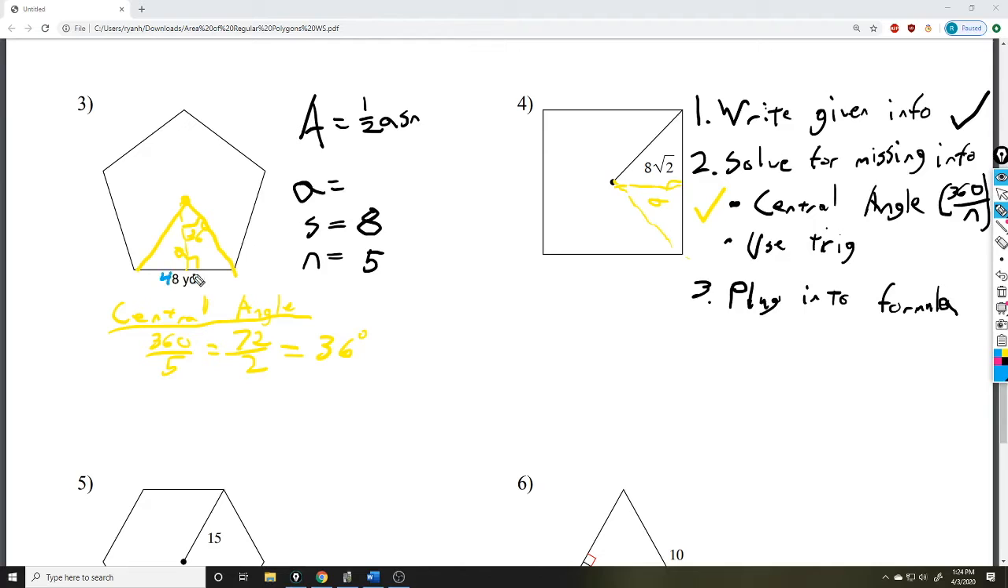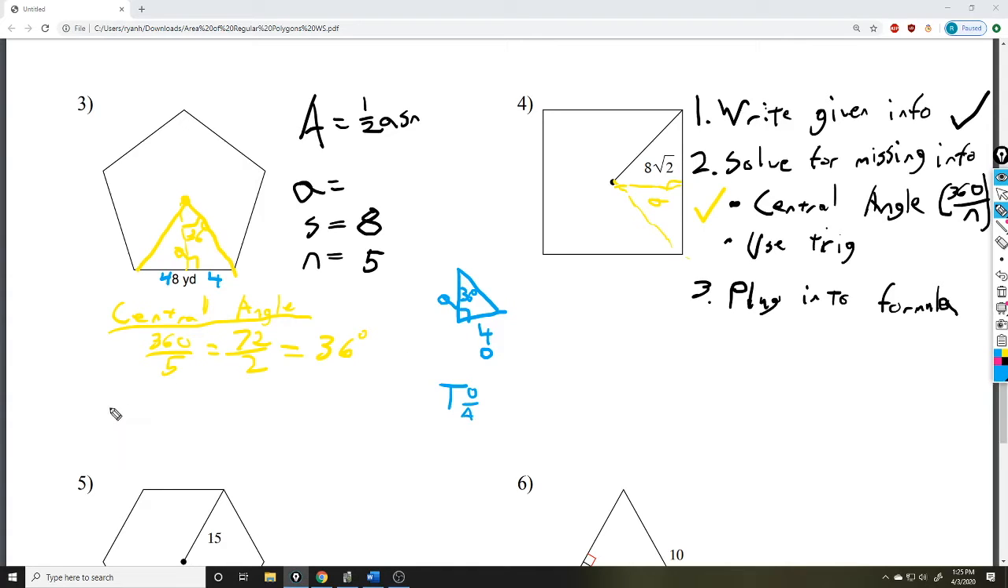And this piece is 4, and this piece is 4, because this height that I dropped down splits the side in half. It's important to remember that when we do these problems. So if I draw this triangle out separately, I've got a 36-degree angle. I have this piece being 4, and I have this A that I don't know, which happens to be my adjacent. It's touching the angle. And then 4 is my opposite. It's across from the 36. Oh, opposite and adjacent?